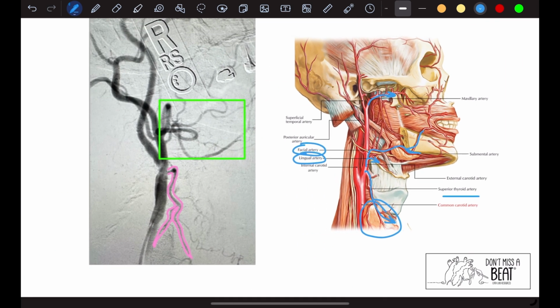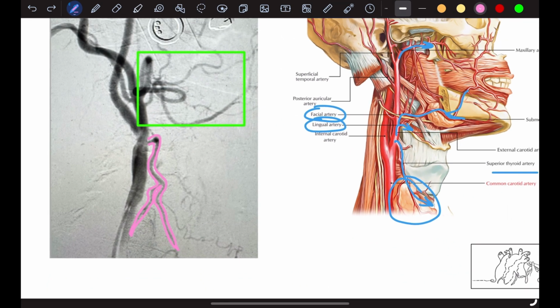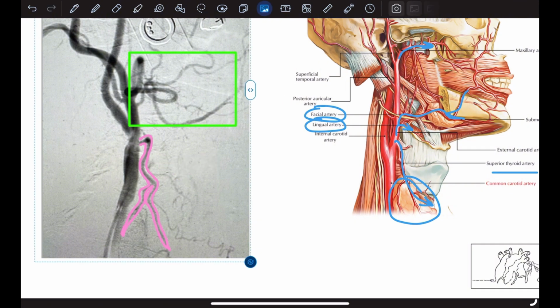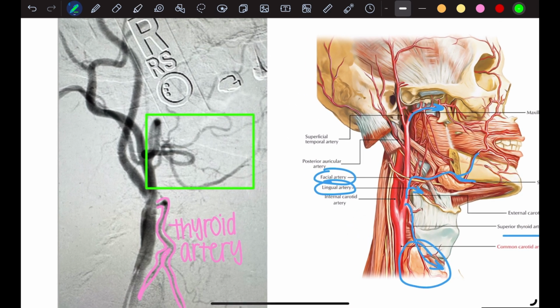So the ones down here that we're looking at, you have this first branch. That one is which one? Write it in pink. That is the thyroid artery, right? And then what are some of the ones in the green box? Now there's a lot of overlap here, so it's kind of difficult to tell where the origin is.